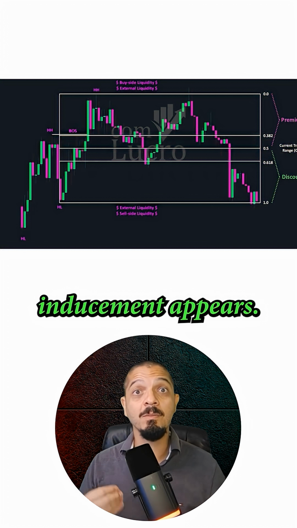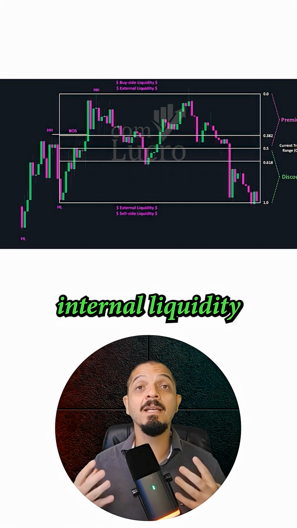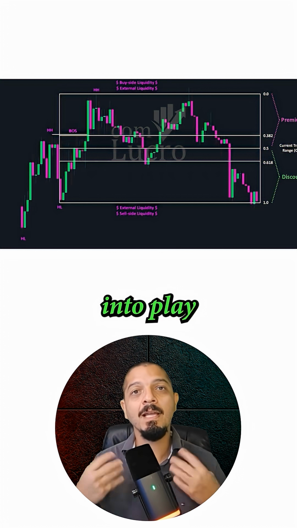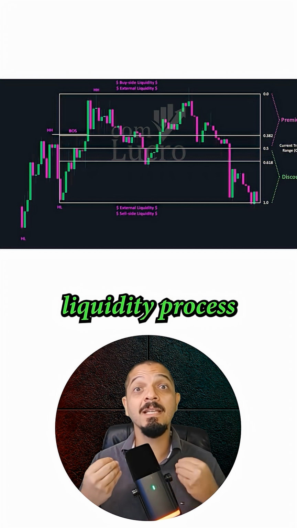This back-and-forth behavior continues until conditions change, until a new inefficiency develops, a fair value gap forms, or a fresh inducement appears. At that moment, internal liquidity comes back into play, and the full liquidity process is restored.